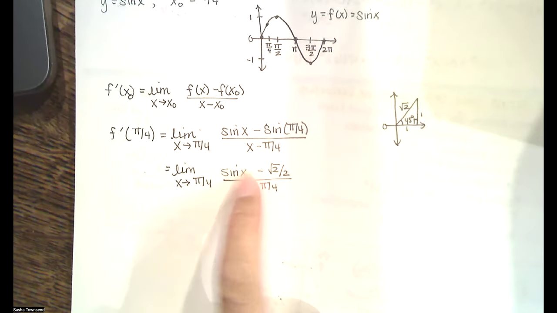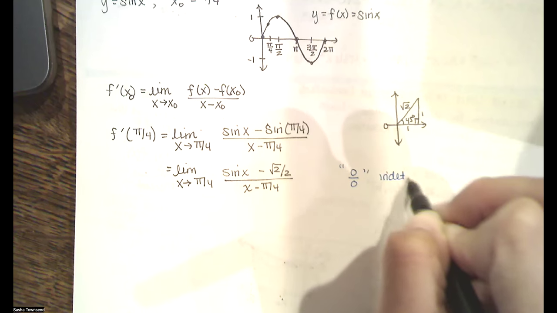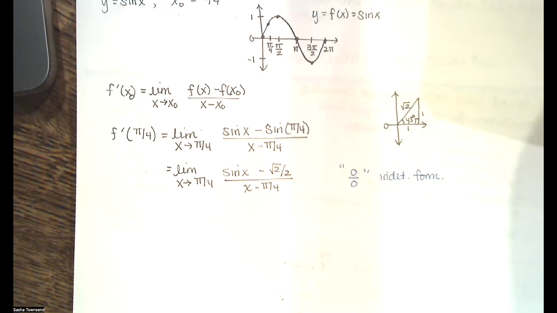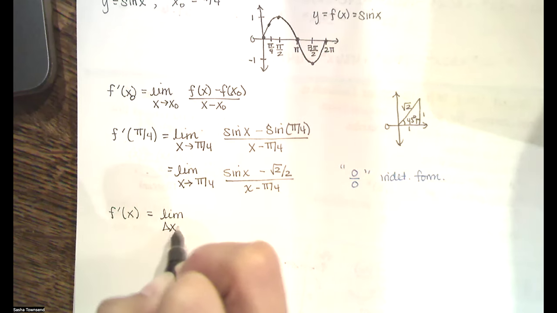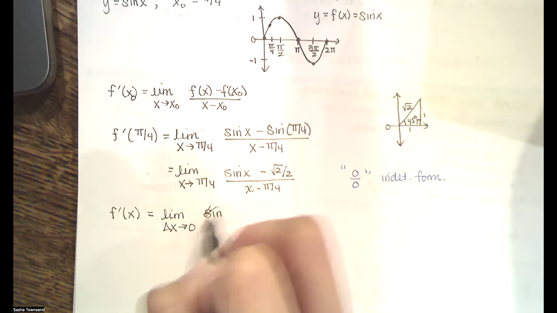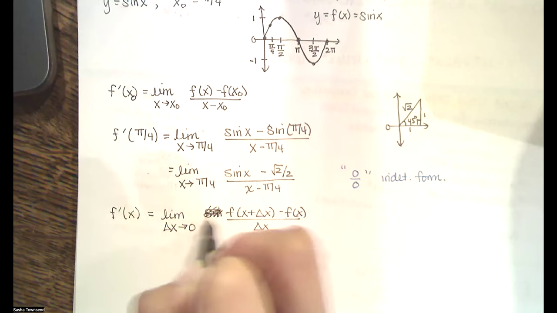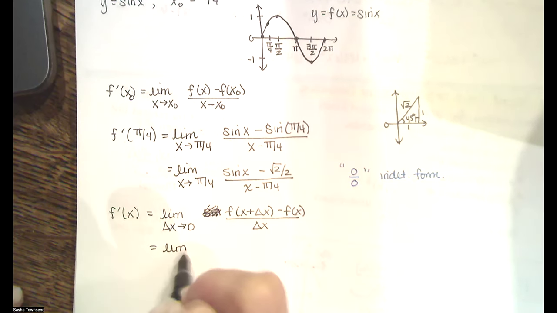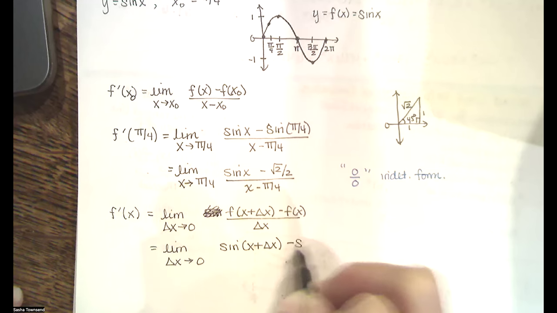Now we might be interested in evaluating that. Right now, if I plug in pi over 4, I end up with a 0 over 0 indeterminate form. So we have to do something else. So I'd say, okay, how can I find that value if it's a 0 over 0 indeterminate form? Well, in this case, it might be easier if we use the other definition of the derivative. f prime is the limit as delta x approaches 0 of f of x plus delta x minus f of x divided by delta x. In this case, our sine function is f, so we have sine of x plus delta x minus sine of x divided by delta x.